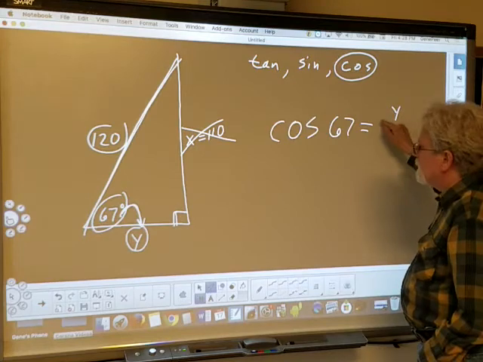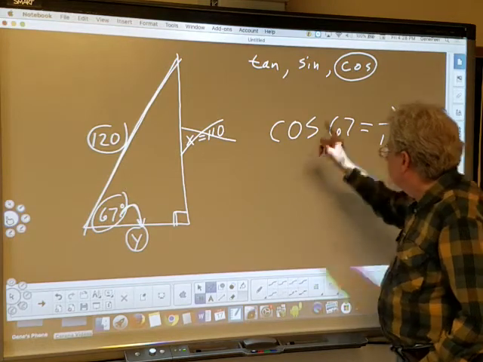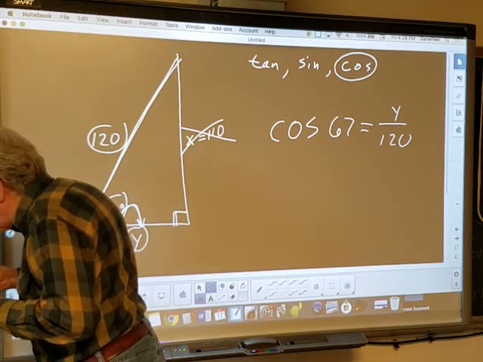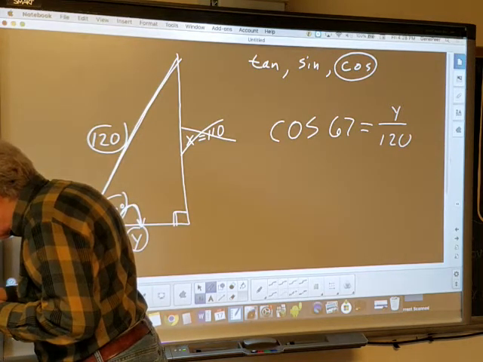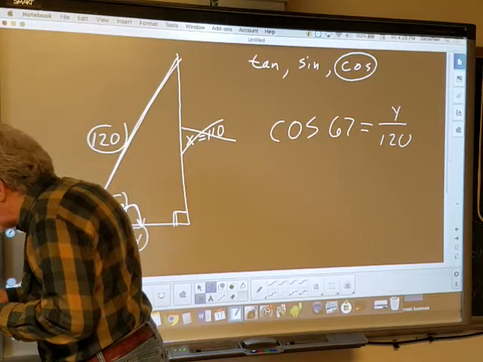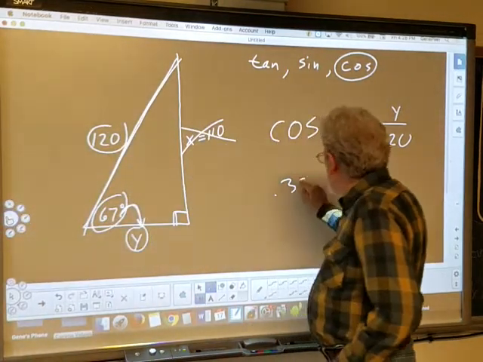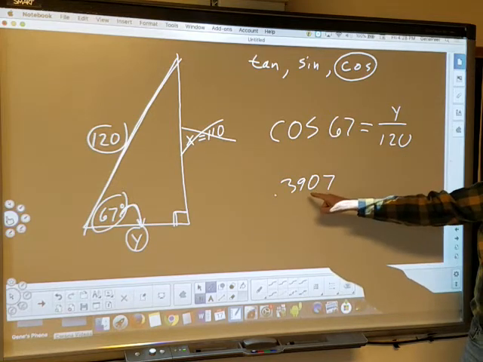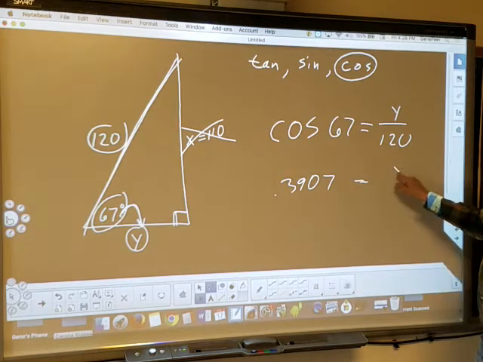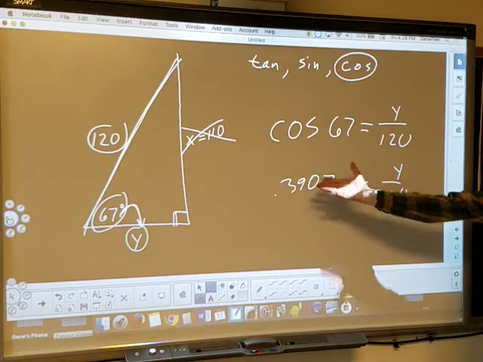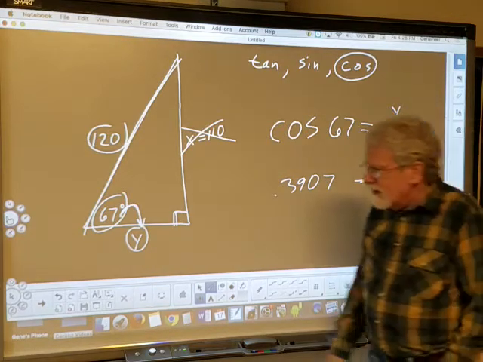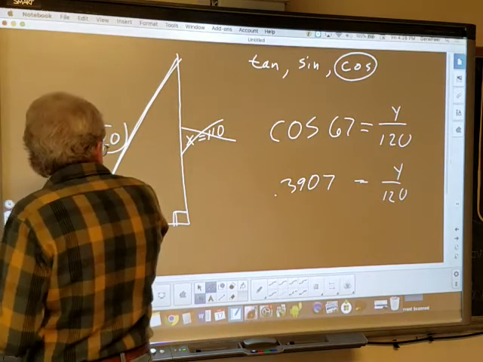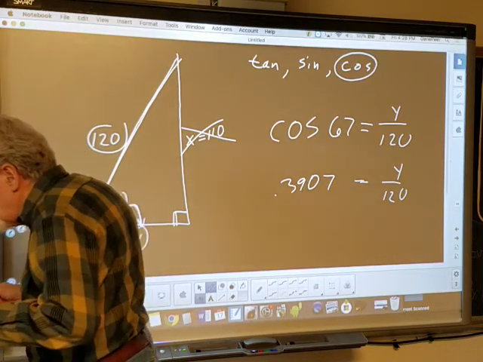That's y over 120. I look up the cosine of 67, go over the cosine column, 0.3907. Look in your own book and make sure you can see why the cosine of 67 is 0.3907. And that's y over 120. Multiply both sides of the equation by 120 and we're going to get something kind of close to about 60 or so. Let's see what it ends up being.